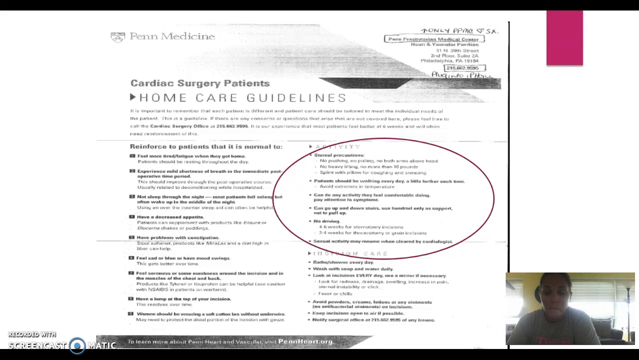Can go up and down stairs throughout the day, but only a few times. No driving for 4 to 6 weeks for sternotomy incisions and 2 to 4 weeks for groin incisions.